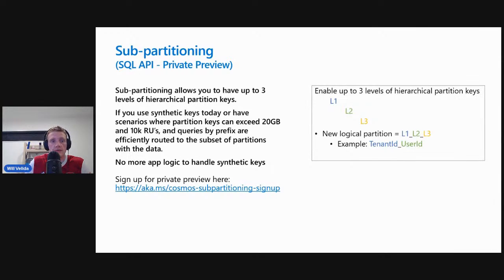So this allows you to have 3 levels of hierarchical partition keys. If you're using synthetic keys, or you have scenarios where your partition keys can exceed 20 gigabytes and 10,000 request units, essentially you can use sub-partitioning to solve that. And you don't have to have any sophisticated app logic to handle those synthetic keys. That is in private preview, and you can sign up for that using that link.